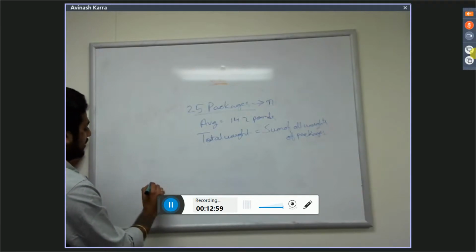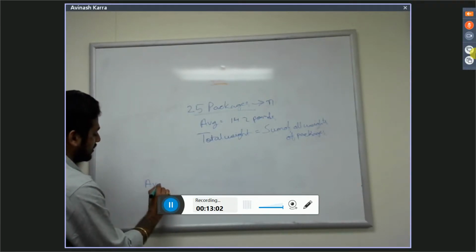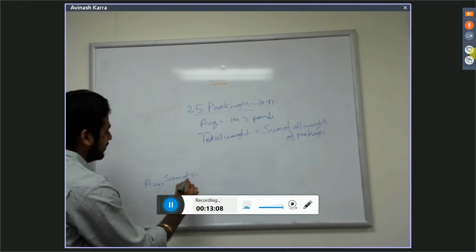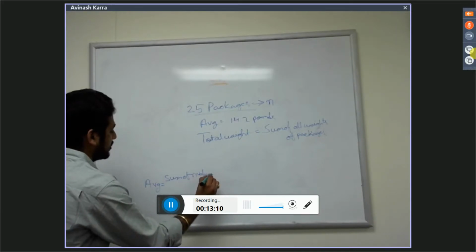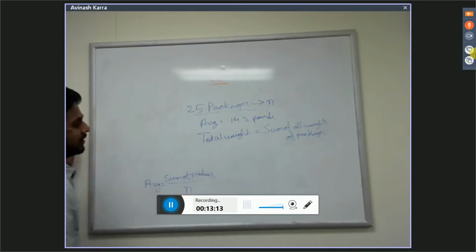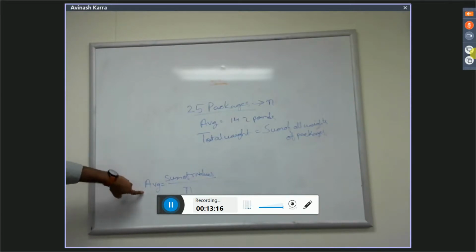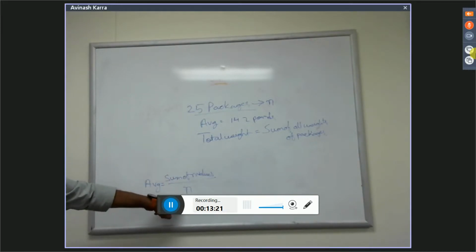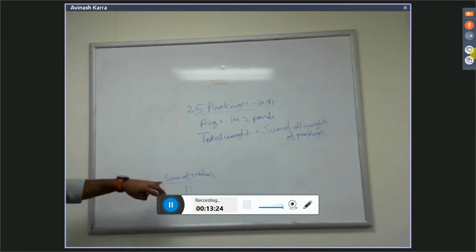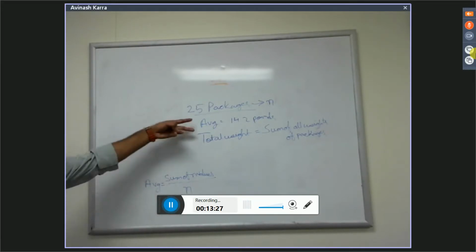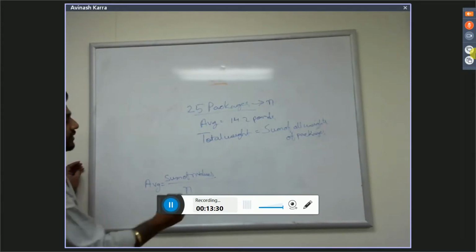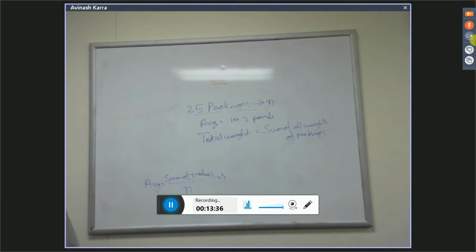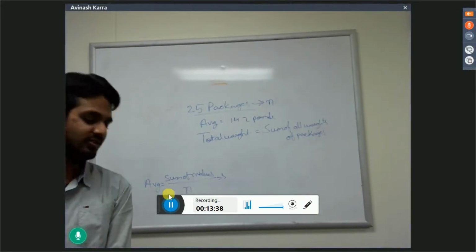So what is the formula? Average is equal to sum of n values by n. He's asking for the sum of n values, and we know n. n is nothing but 25 packages. So just substitute the given values in this formula. I want you guys to do it without seeing the textbook. Please, don't see the textbook.